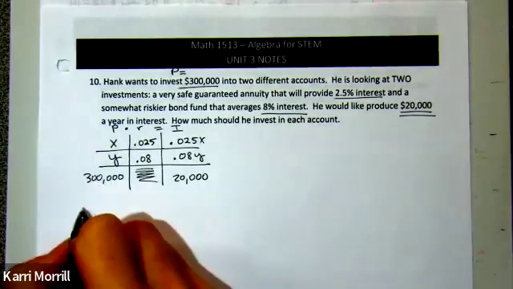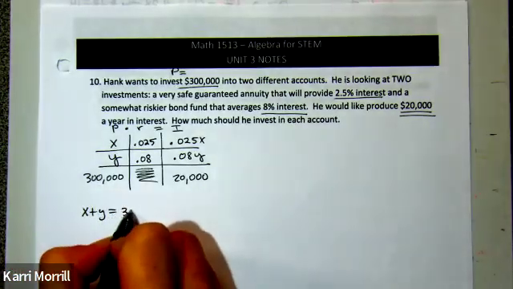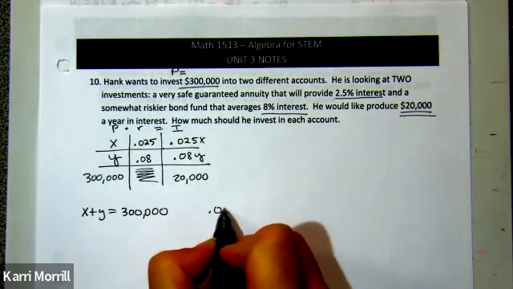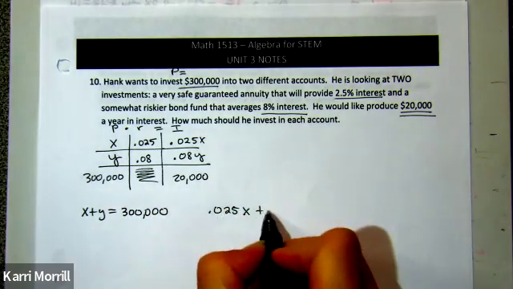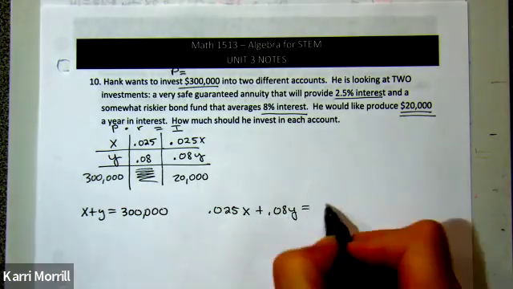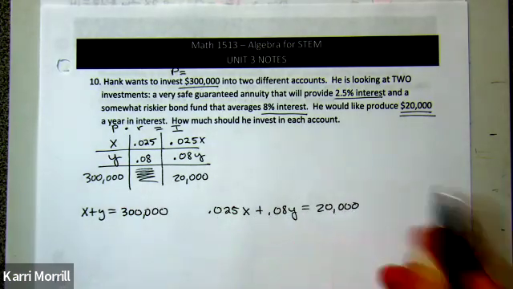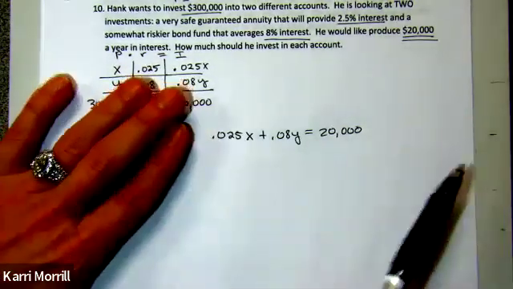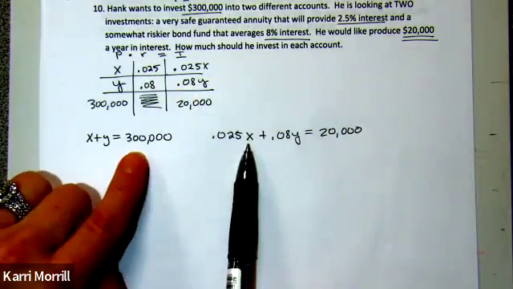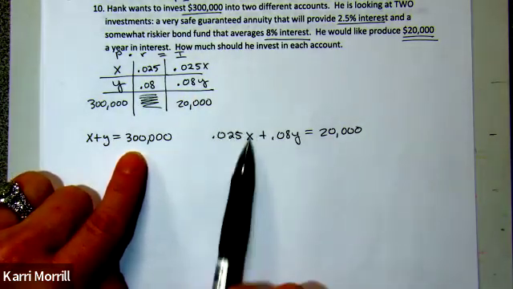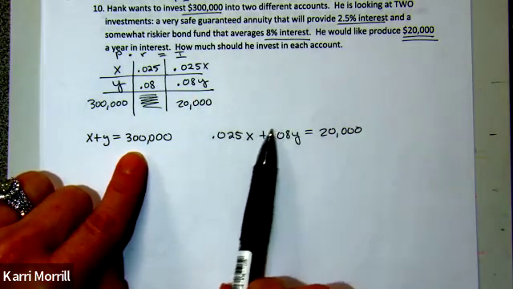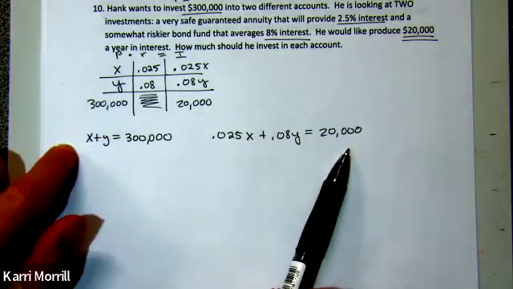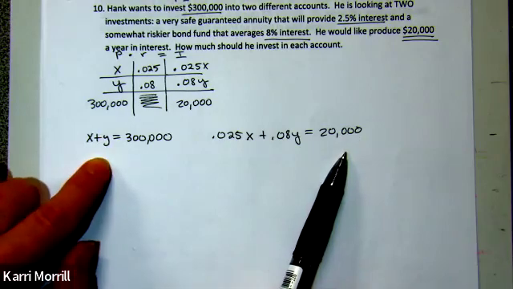So we have x plus y equals 300,000 would be one equation, and this other one is 0.025x plus 0.08y would equal that $20,000 that they're going to create in that year. What this equation indicates, if you think about it, is how much of this 300,000 is going to go in the 2.5% account, and how much is going to go in the 8% account, and then that needs to equal 20,000. Well, we have to go find how much by using this system.